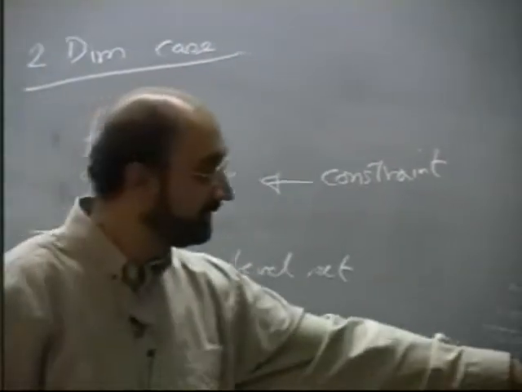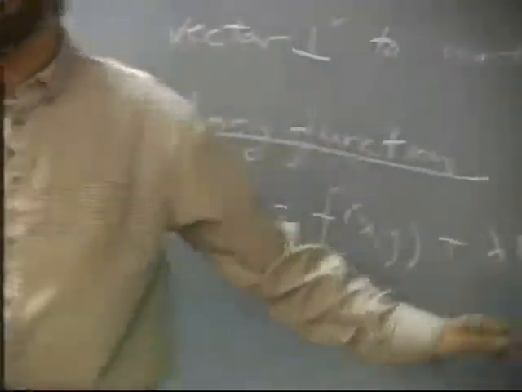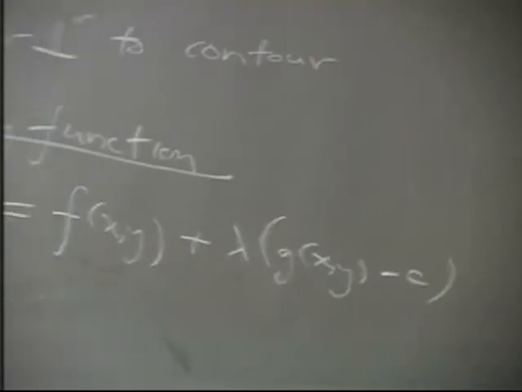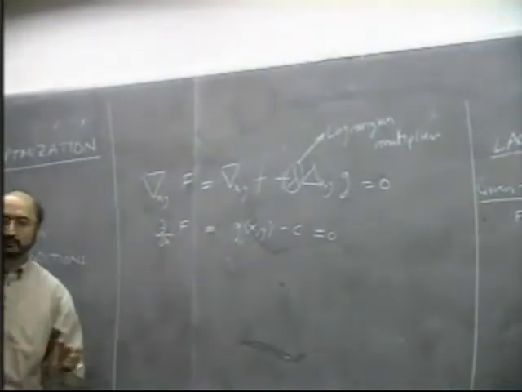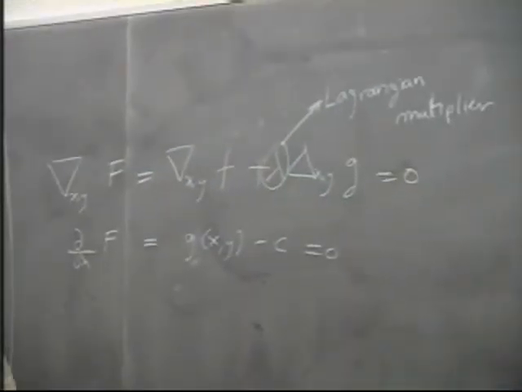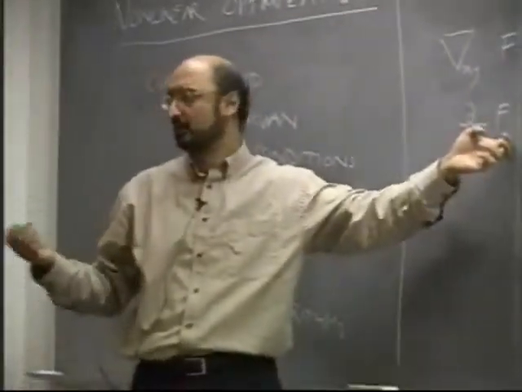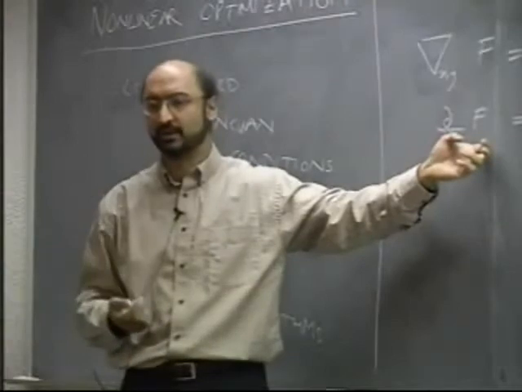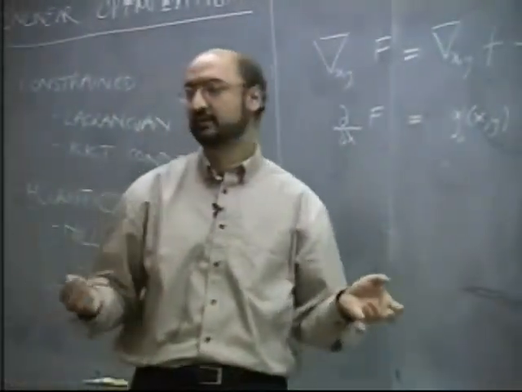We define the auxiliary function over here, which is F(x,y) equals f(x,y) plus lambda times g(x,y) minus c, and we set the partial derivatives with respect to x, y, and lambda to 0, and that gives us 3 equations. We solve the 3 equations simultaneously, and that gives us the stationary points of capital F. Now these stationary points can be maxima or minima. Constrained maxima, constrained minima. So we take the second derivative, and that tells us whether it's a maximum or minimum.